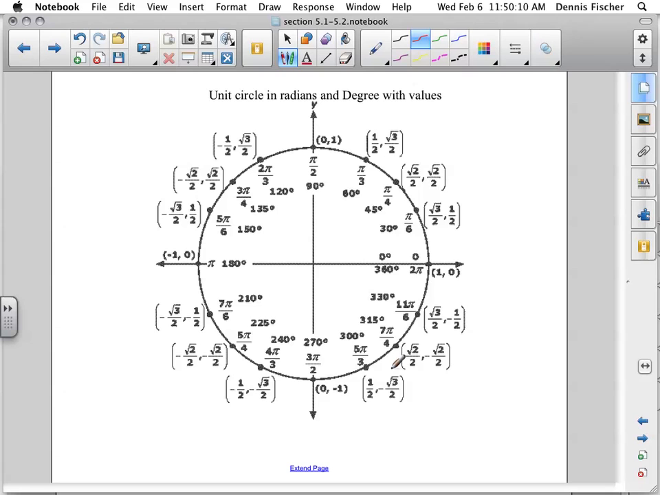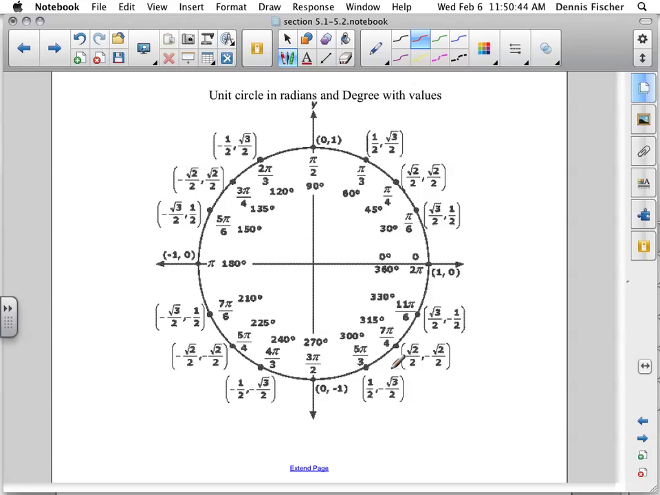Okay, knowing those values, the other thing you have to know is which ones are positive and which ones are negative. First quadrant, all of them are positive. Second quadrant, your x-coordinate better be negative because in the second quadrant, x is negative. In the third quadrant, both x and y are negative. Fourth quadrant, x is positive, y is negative.